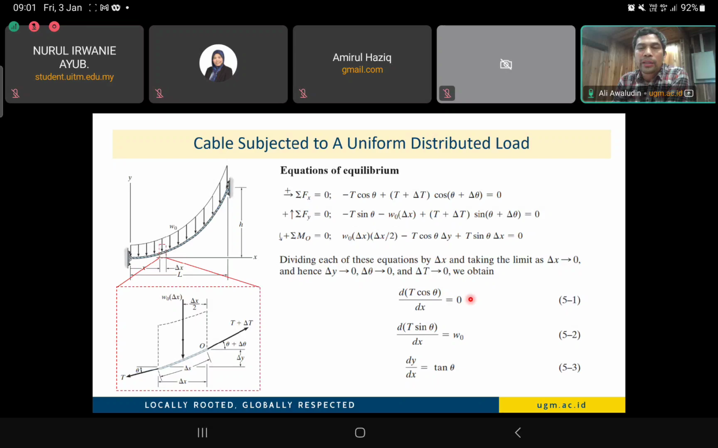So we finally come to equations 4.51, 4.52, and 4.53, which are the rate of change of T cos theta with respect to x equal to 0, the rate of change of T sin theta with respect to x equal to W0, and also the slope, which is the deformation of y with respect to x, equal to tan theta. So these three equations can be obtained directly from applying the equilibrium equations. Let's continue for this slide.